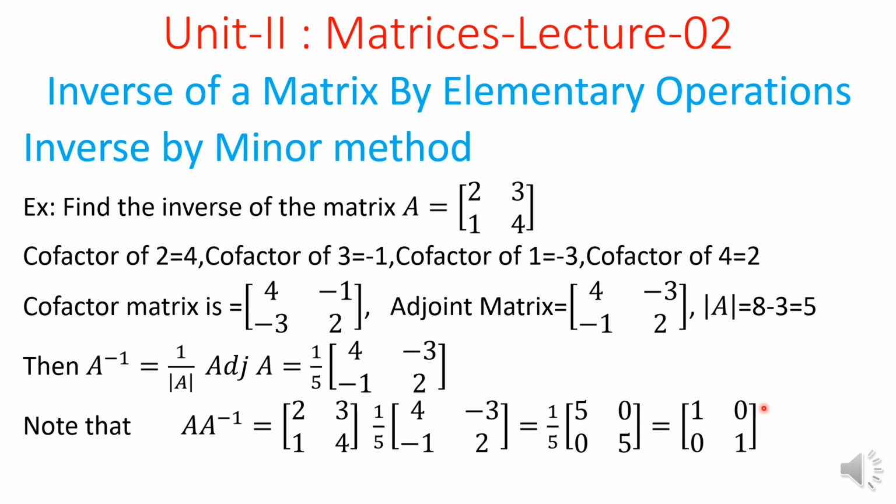What I mean to say is, if I multiply the matrix A with its inverse, we are going to get the identity matrix. So this concept is going to be used in order to find the inverse of the matrix. To say that A is the inverse of the matrix B, we must get the product AB, or the product BA, equal to the identity matrix. This method is used in order to find the inverse of a matrix by elementary operations.